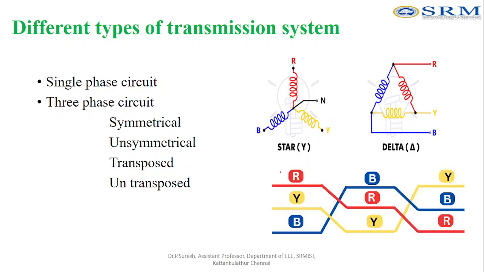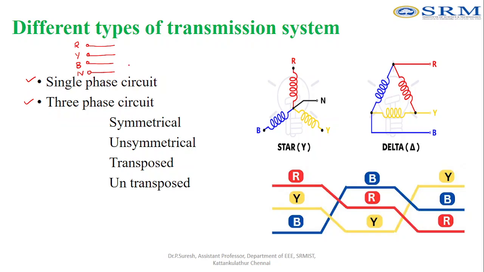If you take the transmission system, the transmission can happen using a single phase circuit or a 3-phase circuit. So before that, what is a single phase system, and what is a 3-phase system? If you take a power system, it has 3 phases like this: R phase, Y phase, and B phase, RYB. These are the transmission conductors, and it also has one more conductor called neutral. So R phase, Y phase, B phase, and neutral.